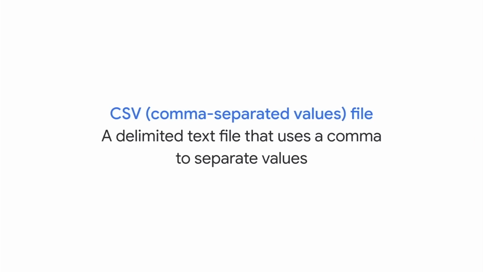Next is the CSV, which stands for comma-separated values. A CSV file is a delimited text file that uses a comma to separate field values. While CSV files are simple ways to store tabular data, like in a spreadsheet, they lack scalability and are ineffective when working with large or complex datasets.